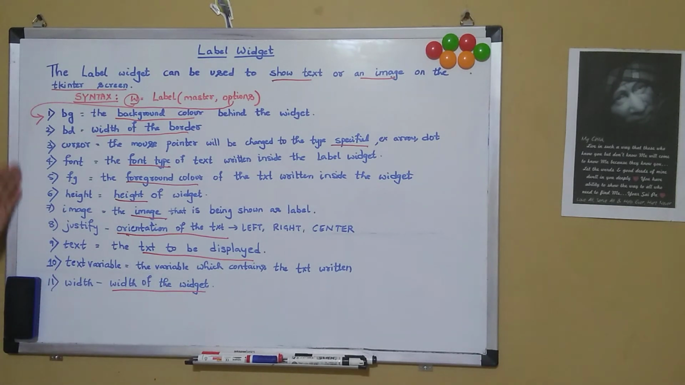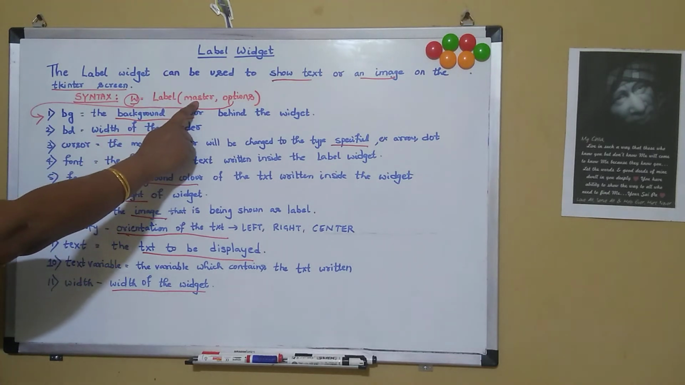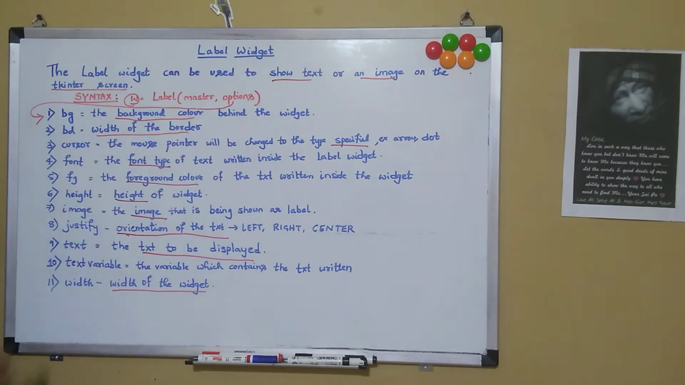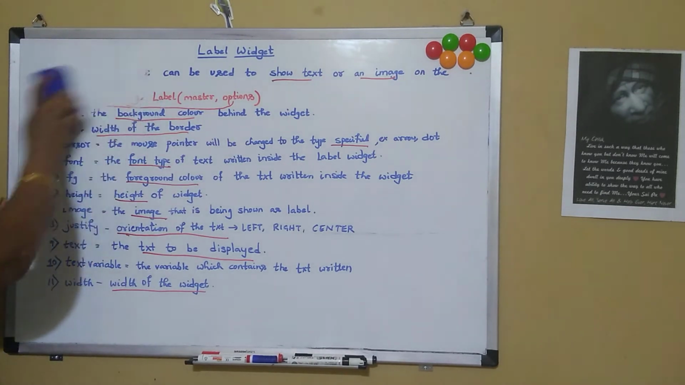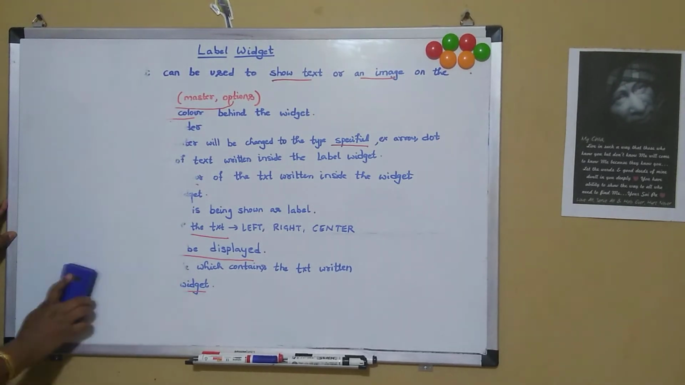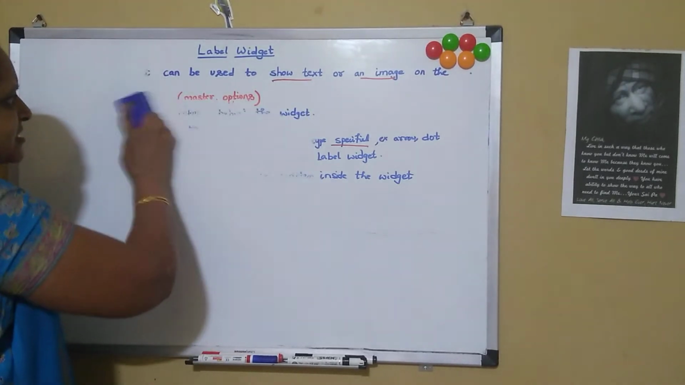There are many more options. Some of the important ones have been covered here. The syntax for the label widget is Label, the main window, that is the Tkinter main window, comma, the options separated by commas. So after seeing this, we have come to know that the label widget can be used to insert a text or an image onto the Tkinter screen.